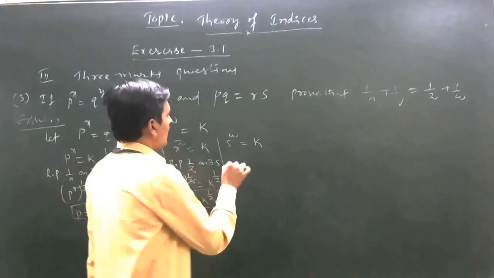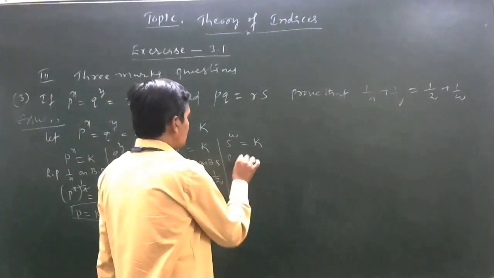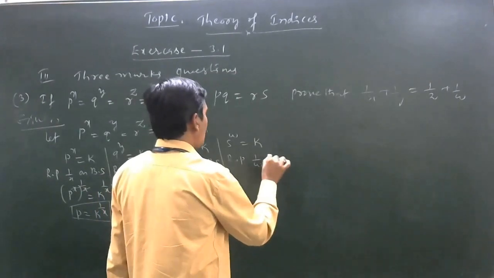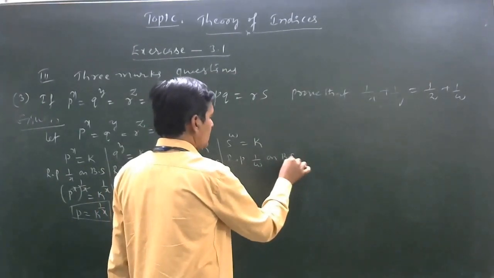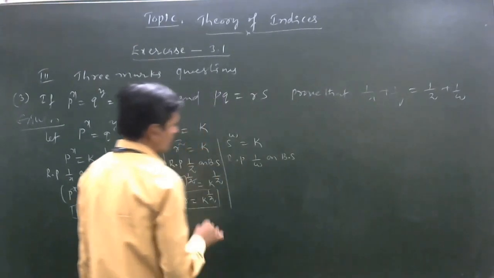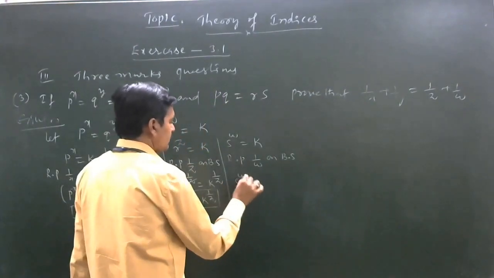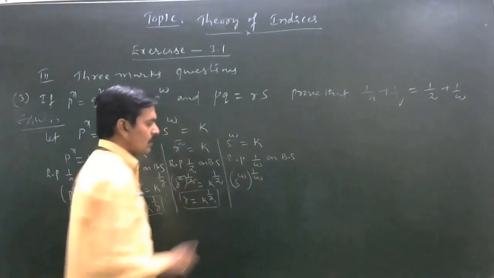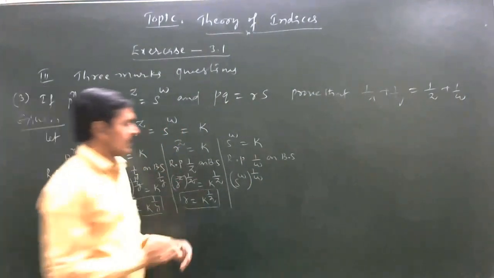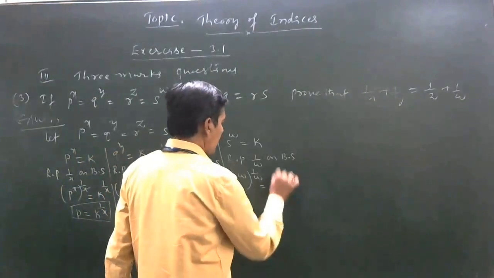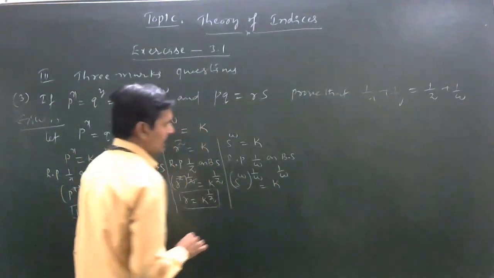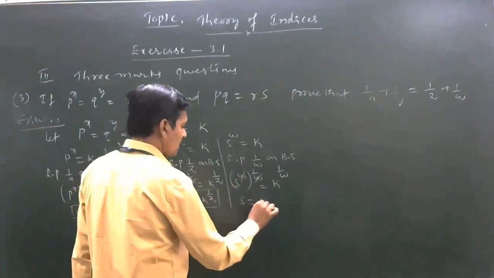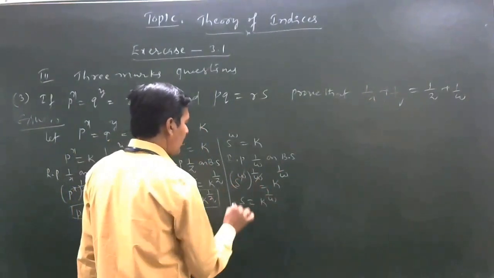Next, here also raise to the power 1 by w on both sides. Here (s^w) whole to the power 1 by w is equal to k^(1/w). Here w gets cancelled, s equals k^(1/w).